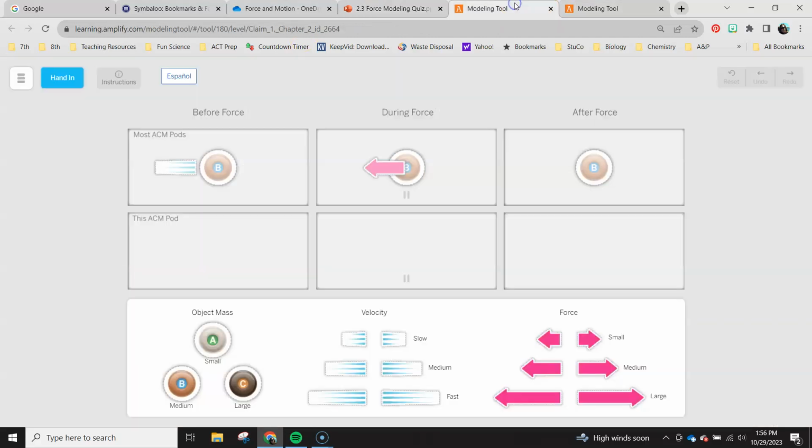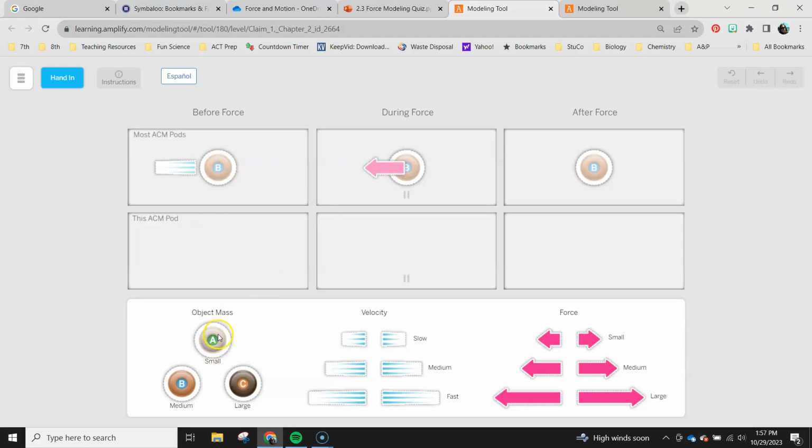If we look at our modeling tool here, this is our normal thrusters like I was just talking about, where we have the medium massed puck or the pod. It's moving at a medium speed to the right. The thrusters fire with the medium force to the left, and that causes the pod to stop. But again, we know the pod didn't stop. There was nothing wrong with the thruster force, so make sure you are thinking about that as you work through this.